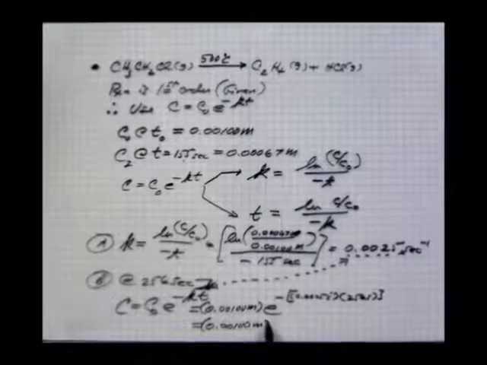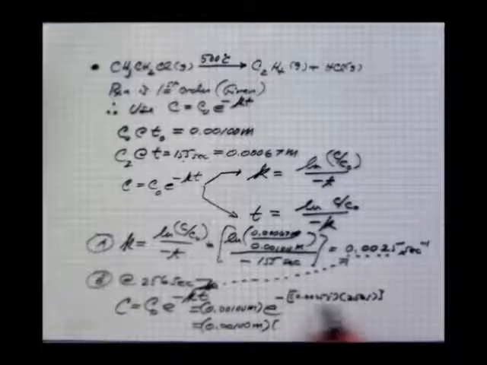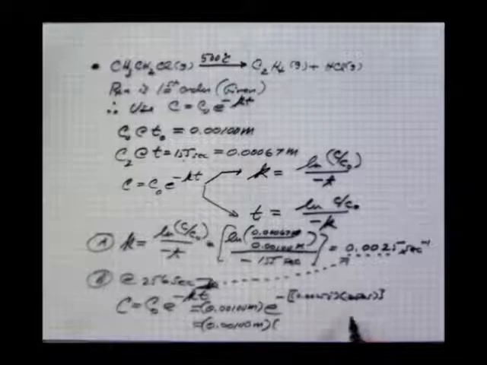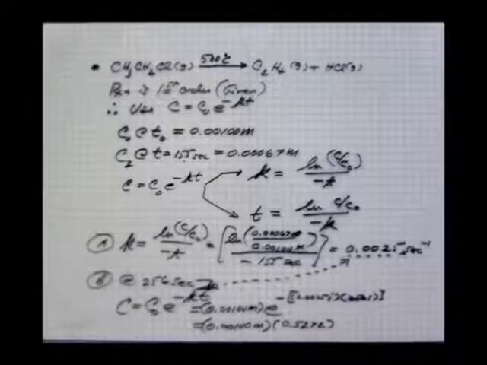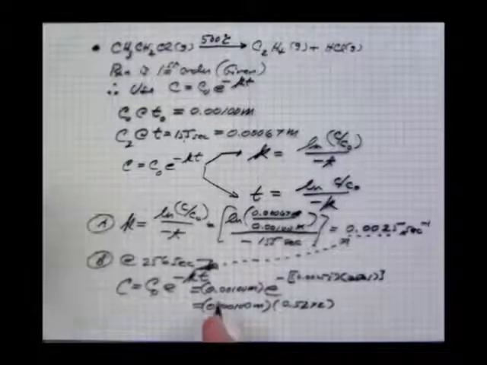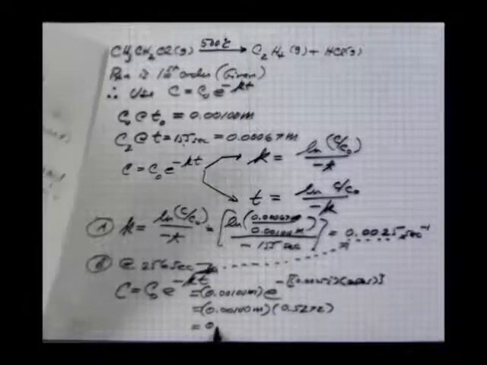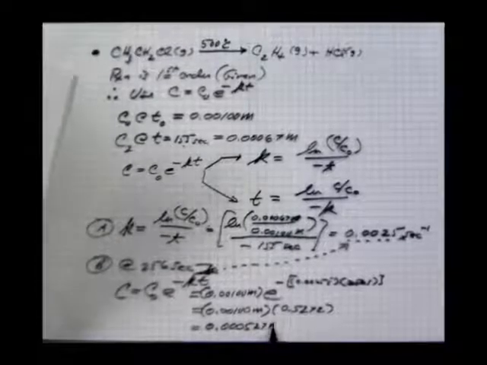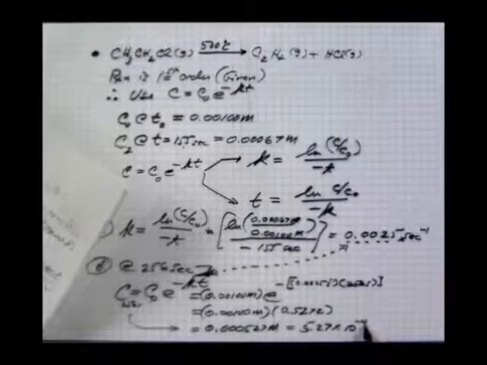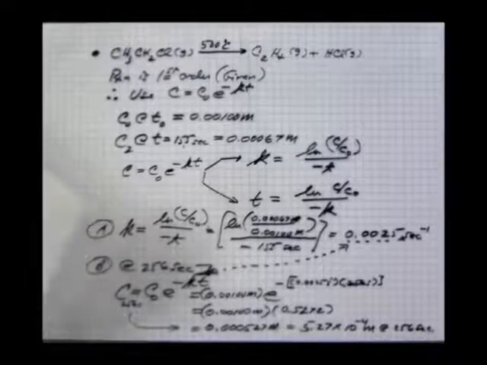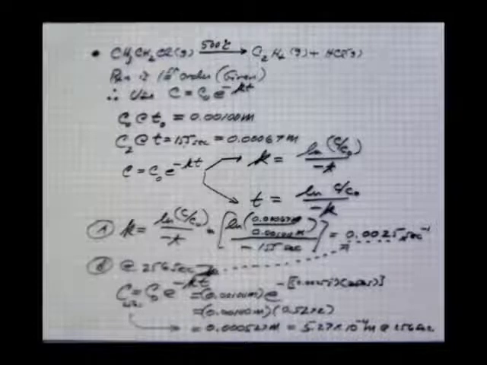We get 0.00100 molar times e to the minus the product KT, which is 0.5272. So this is cutting about half; this is a concentration reduction factor, some people call it. And so this will ultimately come out to be 0.000527 molar at 256 seconds, which is 5.27 times 10 to the minus 4 molar at 256 seconds. So that's the second problem in our set.